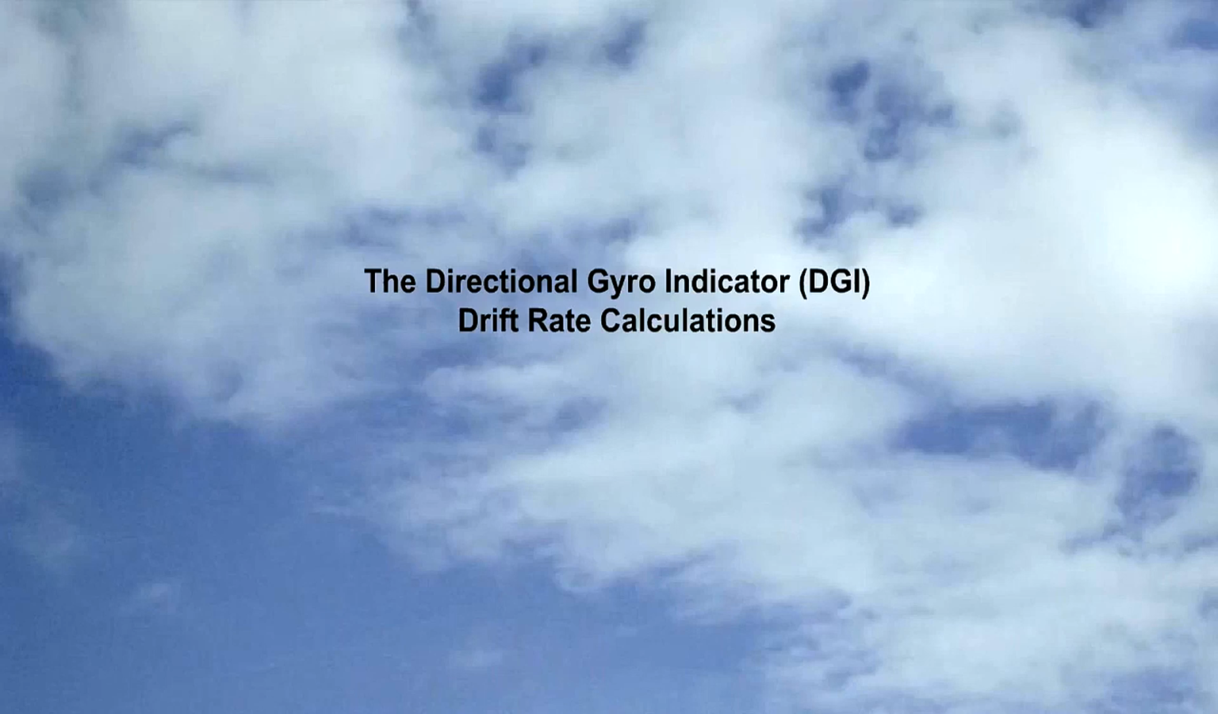In the lesson on the principle of operation of the directional gyro indicator or DGI, we looked at the errors associated with the DGI. In this lesson, we are going to use that information to enable us to calculate the total error which the DGI is subject to.